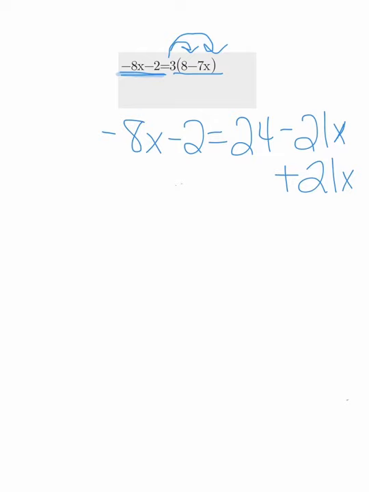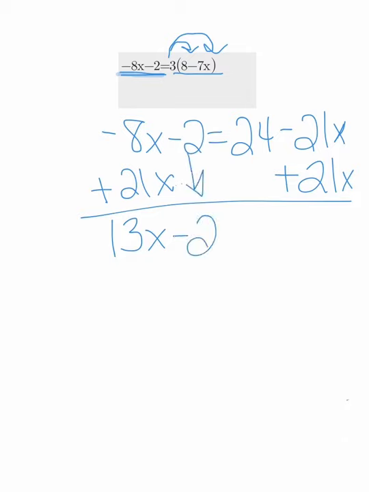And what I do to one side, I gotta do to the other side. So plus 21x, and that equals, we have negative 8 plus 21. Don't let that negative fool you. So that's really like 21 minus 8. So negative 8 plus 21 is going to leave us 13. So 13x minus 2, because we got to bring that down. Numbers don't just go away, equals 24.